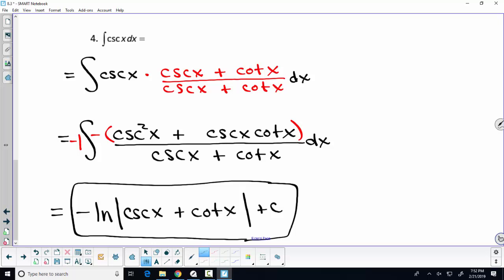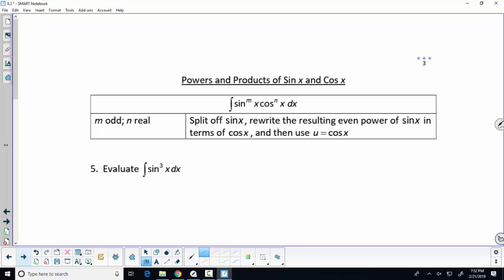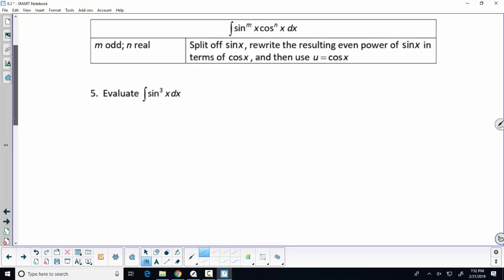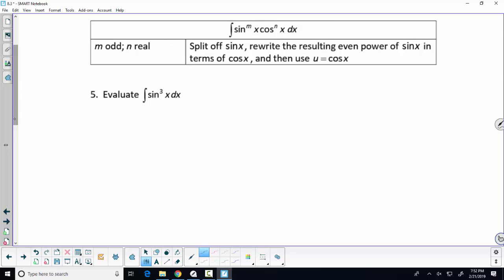Any questions on this? So, powers of sine and cosine. The form is sine to the m, cosine to the n, and if we've got an odd power of sine and any power of cosine, whether it's even, odd, positive, negative, radical, whatever it is, just any real power of cosine, the process is to split off the sine x.